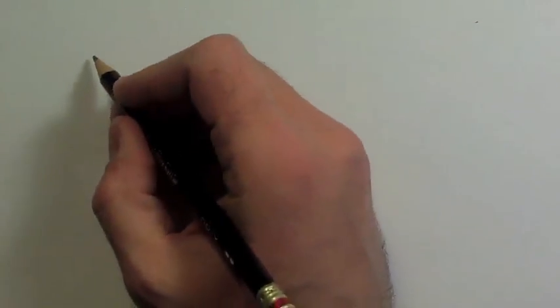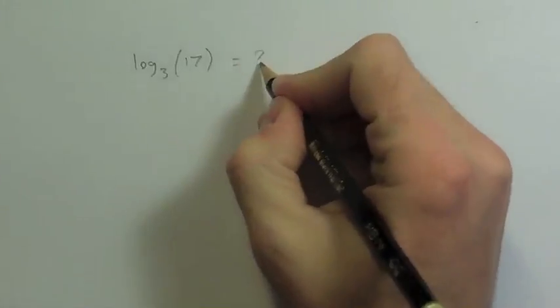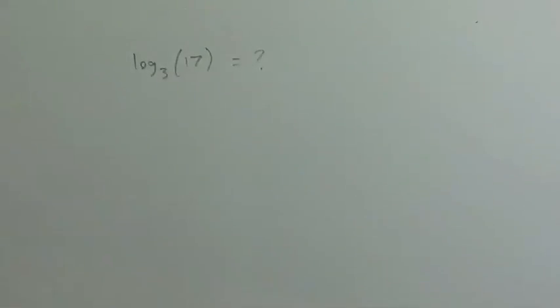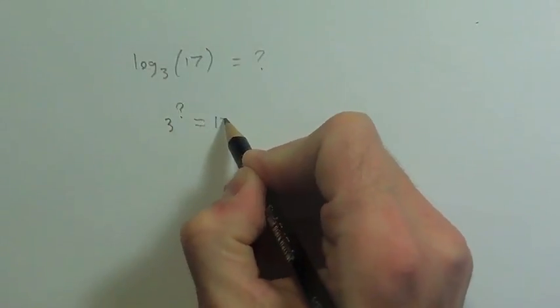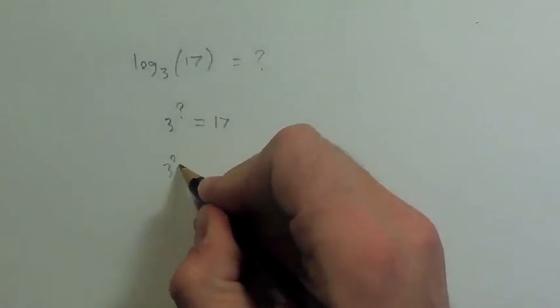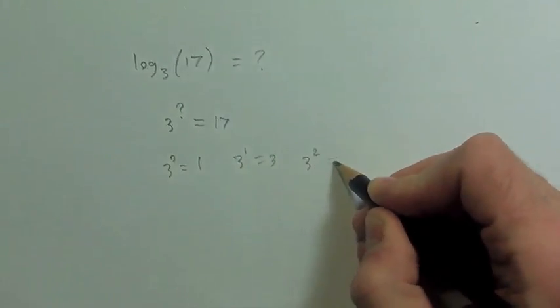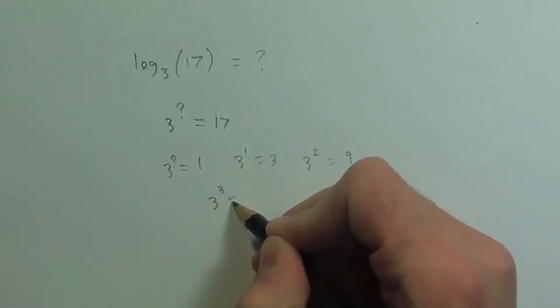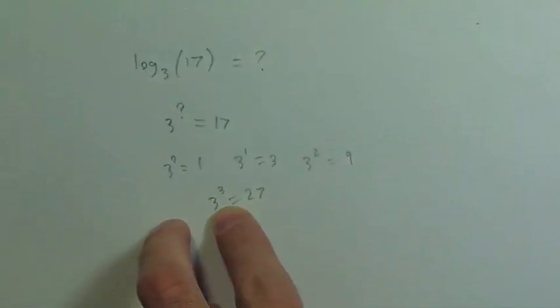So for example, let's say I had log base 3 of 17. And I wanted to figure out what that was. Well, this is asking the question, 3 to what power is equal to 17? And here's the problem. I don't know. 3 to the 0 is 1. 3 to the 1 is 3. 3 squared is 9. 3 cubed is 27. So, some number between 2 and 3?